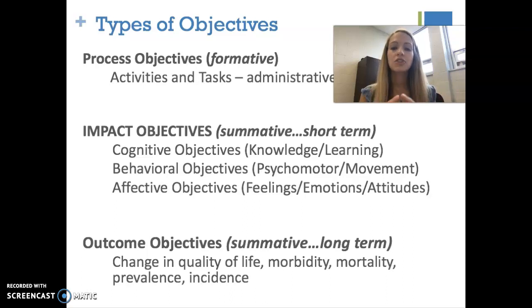And then last is our outcome objectives. This one is also summative, meaning that it's done at the end of the program, right? But these are the long-term objectives. So these are the changes in quality of life, the morbidity, mortality, prevalence, incidence. These are the long-term objective items, okay? The outcome objectives.